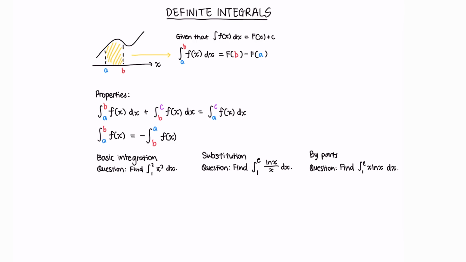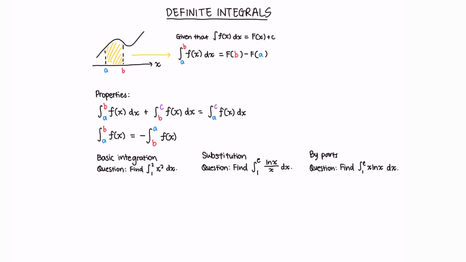To compute the definite integral, this would just be substituting b into the result of the integral and then minus the substitution of a in the result of the integral. Usually, I'll write the result of the integral as big F(x). So I can say that the definite integral from a to b of f(x) will just be big F(b) minus big F(a).